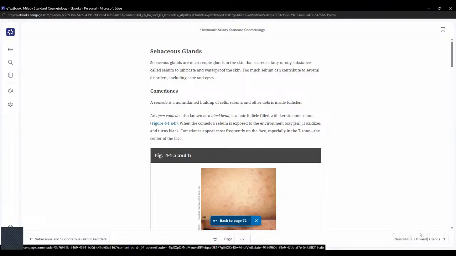An open comedone, also known as a blackhead, is a hair follicle filled with keratin and sebum. When the sebum, the oil, comes to the surface of the skin and is exposed to air, it's called oxidizing. The longer it's there, the blacker it gets. Comedones appear more frequently on the face, but can you have blackheads and whiteheads in other areas?